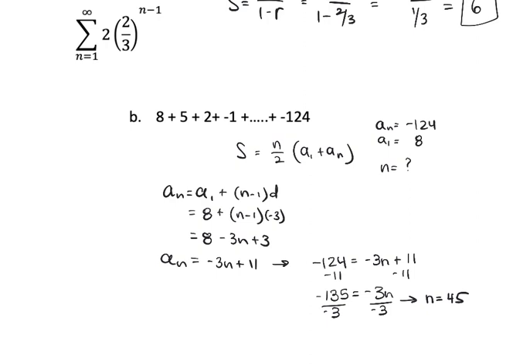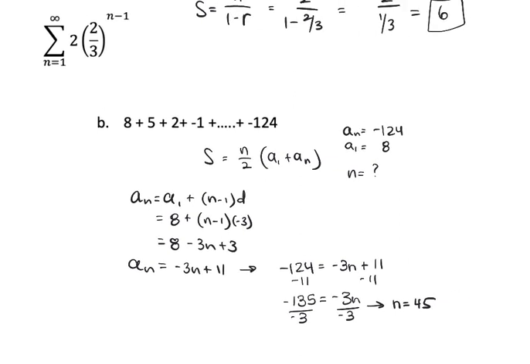So now we can use, finally, the partial sum formula, where n is 45, and the first term is 8, and the 45th term is negative 124. And that is equal to negative 2,610.